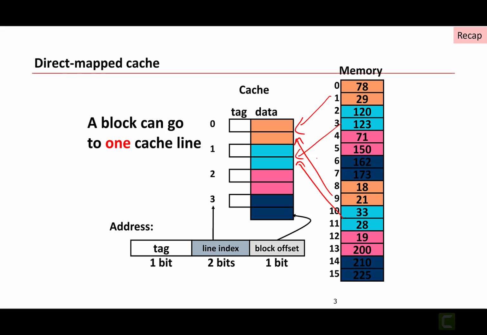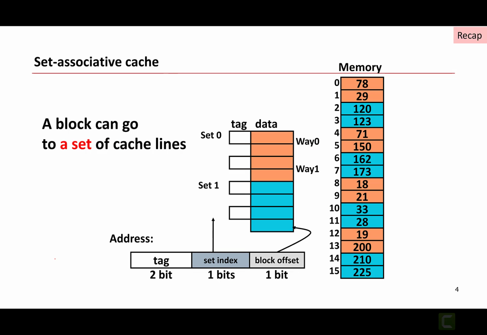Now, the number of bits that you need for selecting which block to store a given cache block depends on how many cache lines you have. Another way to think about it is each cache line is really part of a set, and the line index or the set index is selecting which set to store that cache block in. Again, a set in a direct mapped cache has exactly one cache line.